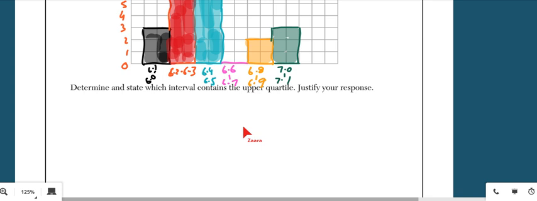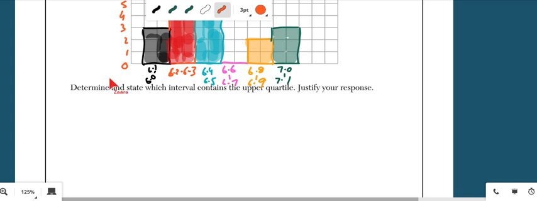Look at the next question now. Determine and state which interval contains the upper quartile. Now the question is about the upper quartile. Okay, and justify your answer. So how to get that which interval will have the upper quartile?